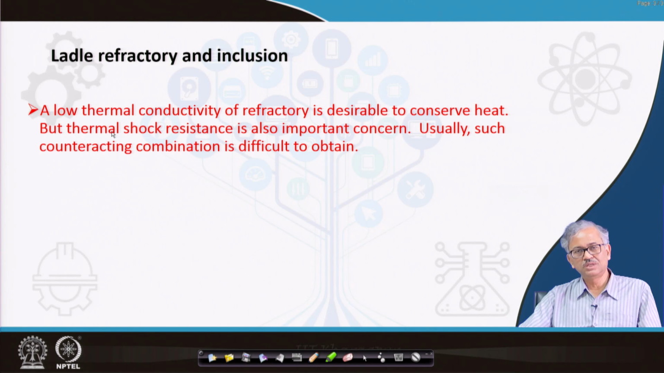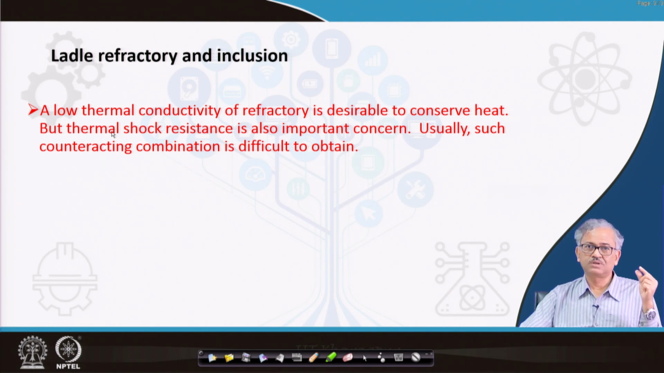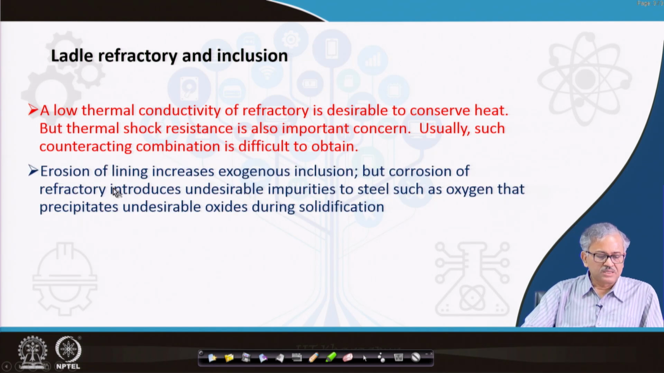From this point of view, silica is a very good one. It has good thermal shock resistance at the same time, and its thermal conductivity is also okay, not very high. So from that point of view, silica can be used, but the problem with silica is that under a deoxidized bath, the silica will dissolve into the metal. Silica will be reduced, and silicon will be introduced into the metal. That is the thing.